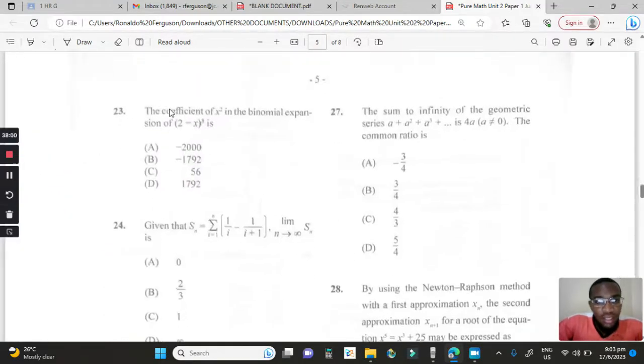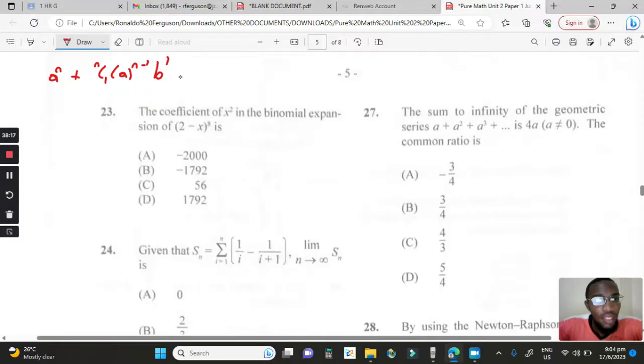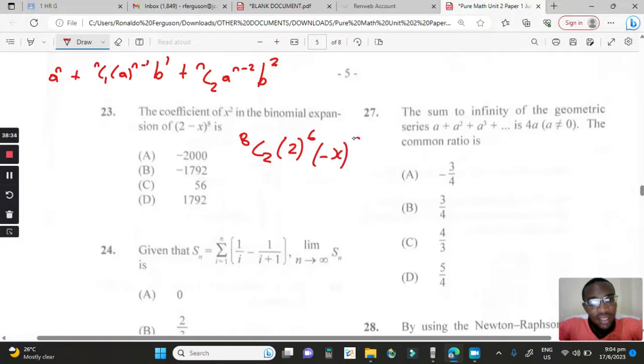Number 23, they want the binomial expansion of the x squared term. So remember, it would be a to the n plus n choose 1, a to the n minus 1, b to the 1, plus n choose 2, a to the n minus 2, b squared. So this gives us the x squared term. So n is 8, so 8 choose 2, 2 to the 6th power, and this is negative x being squared.